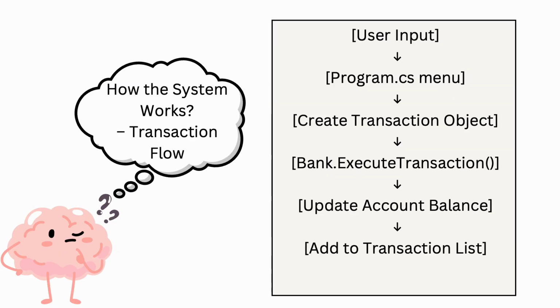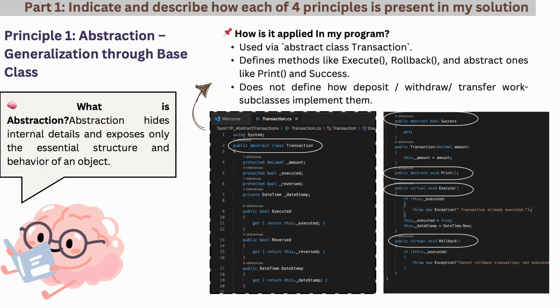So imagine that you are the customer using this system. You open up the banking app, right? Or in my case, the console menu, and choose an action like deposit or transfer. And right away, the system builds a matching transaction object for what you ask it. It sends that object to the bank class, which runs the transaction and updates your account. Behind the scenes, every transaction is saved into a list for tracking, auditing, or even reversing if needed. All of this happens smoothly without you needing to know how it's coded, and that's the power of clean object-oriented design. So now let's talk about the first principle, abstraction.